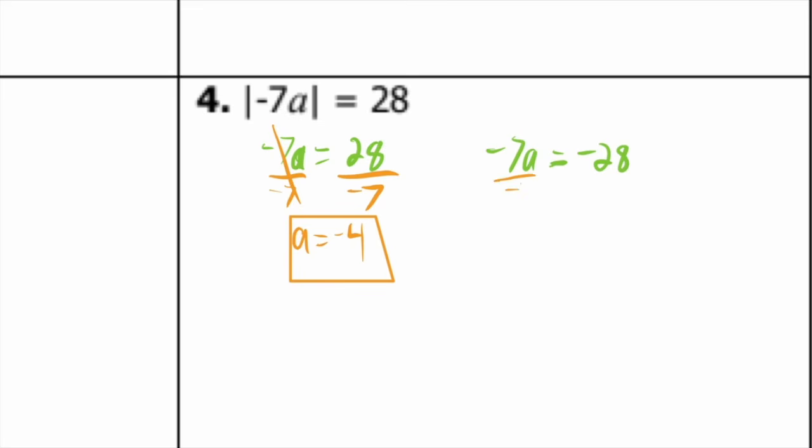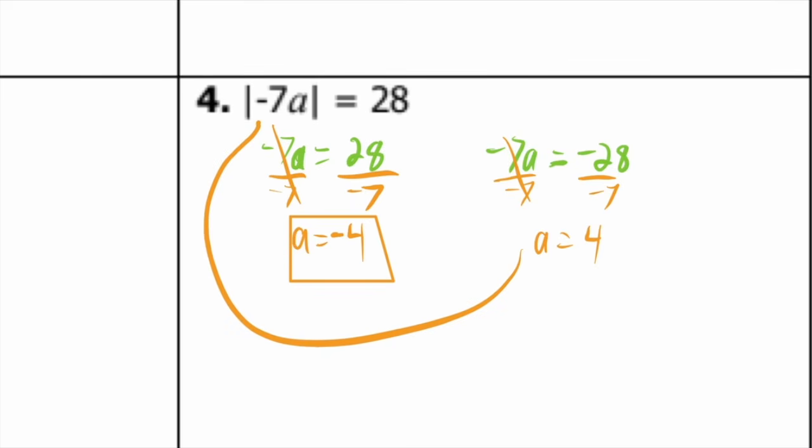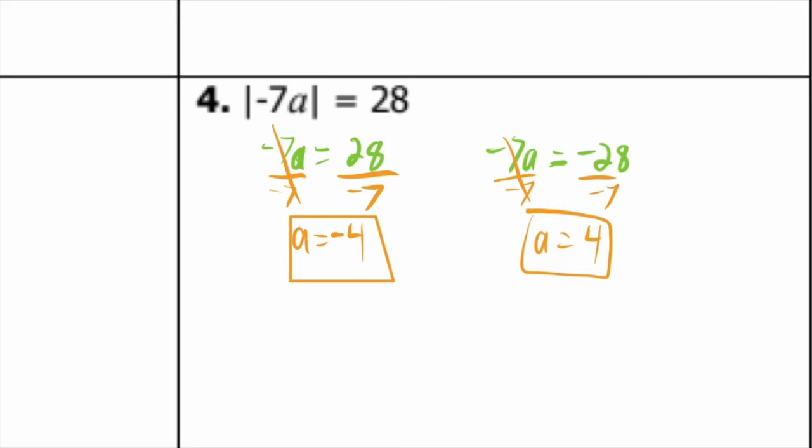If I solve this other one by dividing by -7, I end up getting a equals positive 4 in this case. And 4, if I plug that back in here, I get -28 by multiplying by -7, and -28 is 28 from 0. Because once you put a number in the absolute value bars, you end up getting it out as a positive at the end. So that would be the answers for number 4.